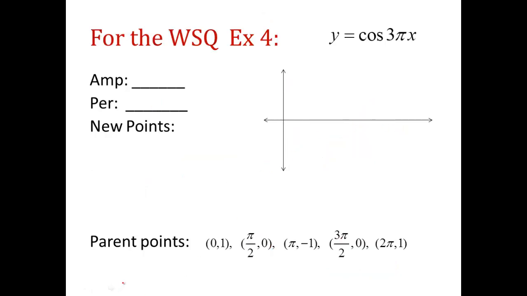All right, for the whisk, I want you to try this one. Okay, only one change going on. It's just a period change. B is 3 pi. So make sure you apply that correctly to your amplitude, period, graph, points, the whole shebang. All right, good luck, and we'll see you in class.